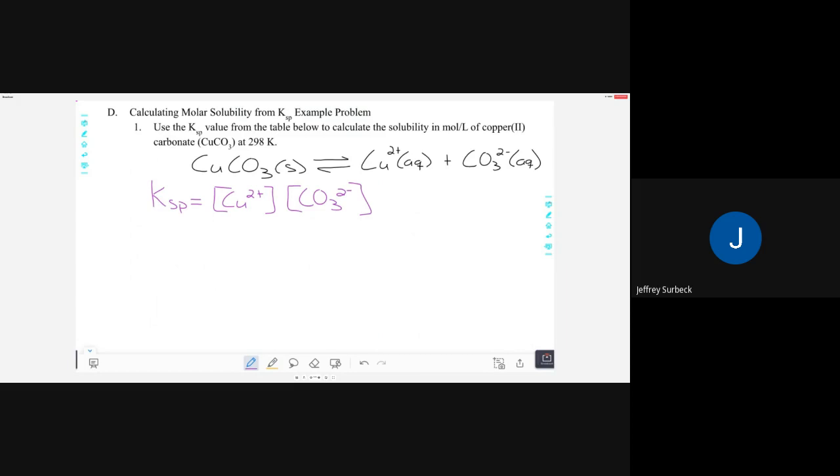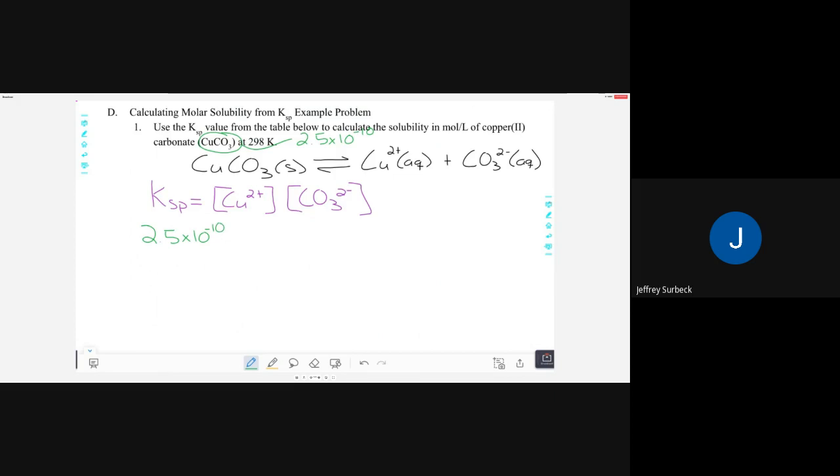The next thing is this, and this is where I'm going to need you guys to help me out. For copper carbonate, what is the value of CuCO3 in that chart? 2.5 times 10 to the negative 10. Very good. So this comes from that chart. The number I just wrote down in green comes from that chart. That's in your notes. I'm not going to make you memorize it, obviously. But I'm going to replace that with that KSP. So we have 2.5 times 10 to the negative 10.